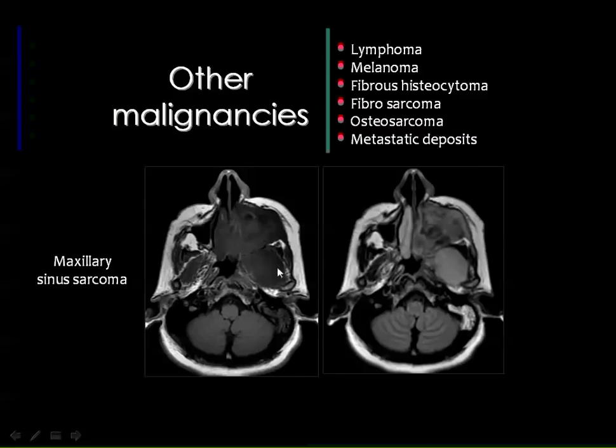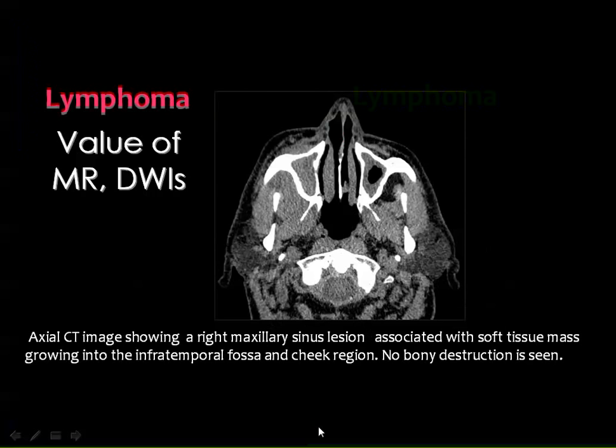And this is an example of a big mass involving the maxillary sinus extending into the nasal fossa as well as the infratemporal fossa, and this has been proved to be a maxillary sinus sarcoma. Then look here and you see this sinus is opaque with concentric mucosal thickening, and this sinus is totally opaque, and you may think of sinusitis.